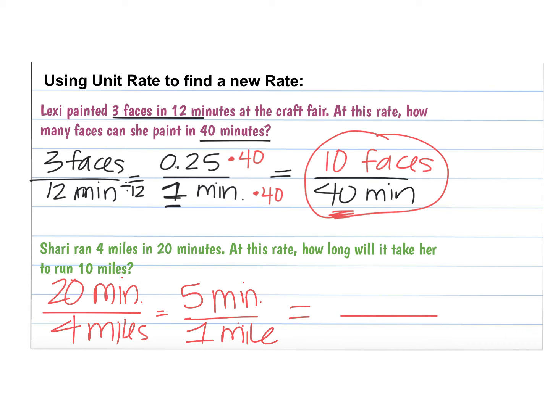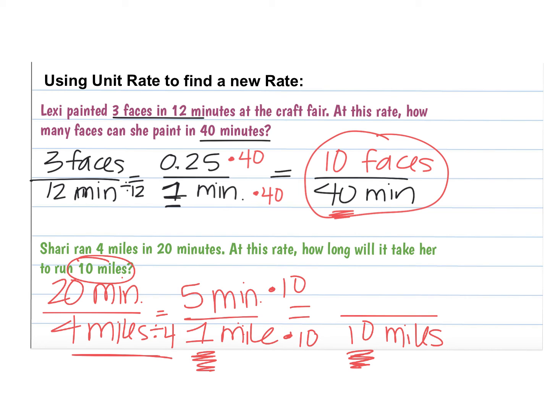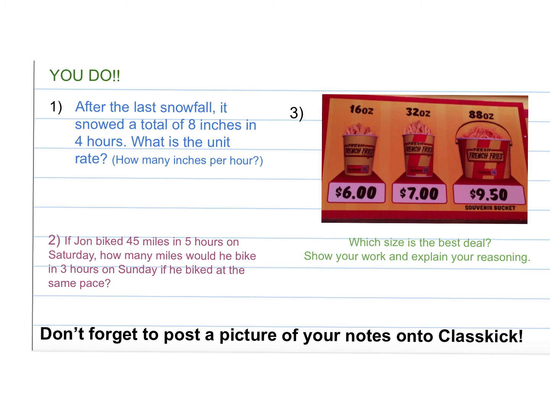And now we want to know how long will it take her to run 10 miles, because that's the question they asked us. So first I divided both by 4, because 4 divided by 4 is going to get me 1. Now to get to 10, I'm going to multiply times 10, because 1 times 10 equals 10. And then I do the same thing up here. 5 times 10 is 50, so 50 minutes for 10 miles. You pause the video and try these ones on your own, and then come back and check your work.